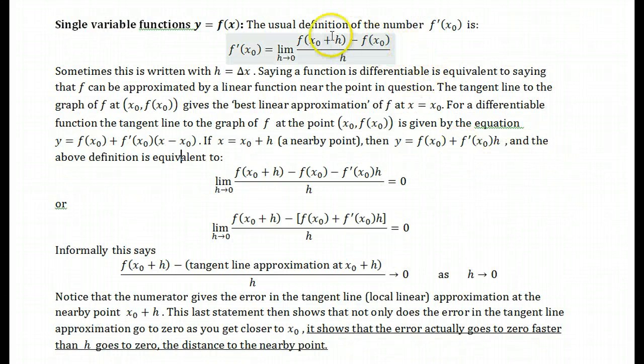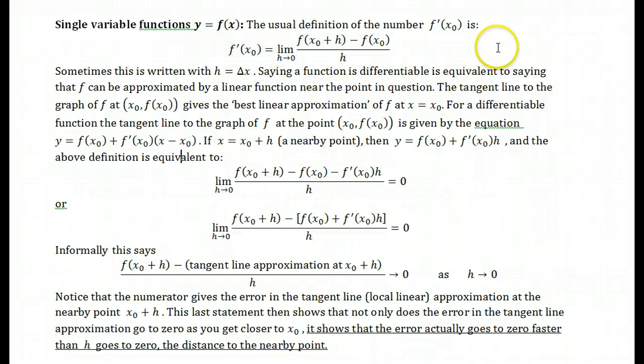We're going to rewrite our limit definition of derivative from Calc 1. But just remember what this is saying. This right here gives you the slope of the secant line, and that turns into the slope of the tangent line as h approaches 0. This is an average rate of change here, and that turns into an instantaneous rate of change.